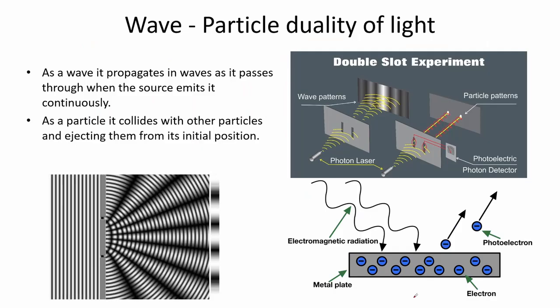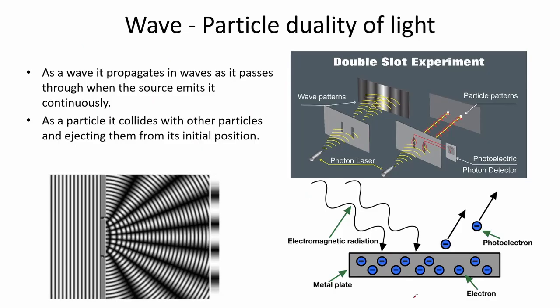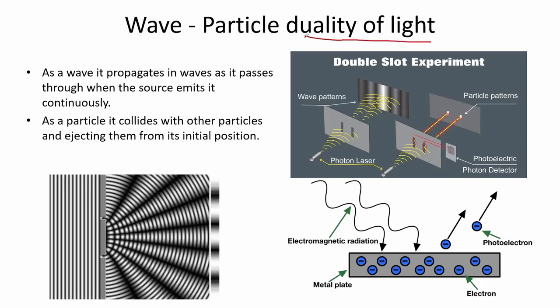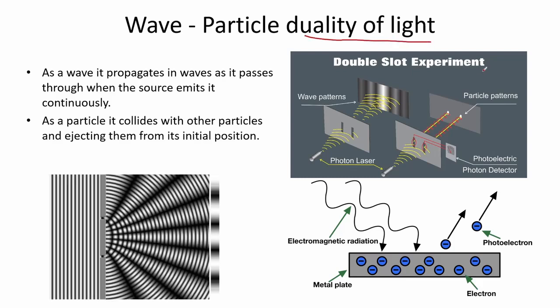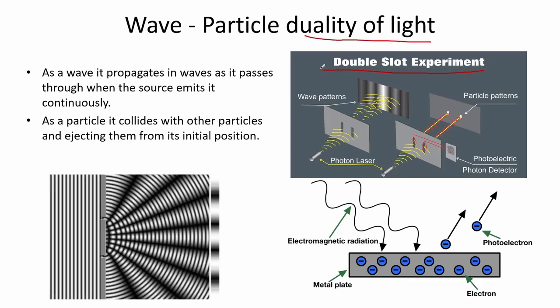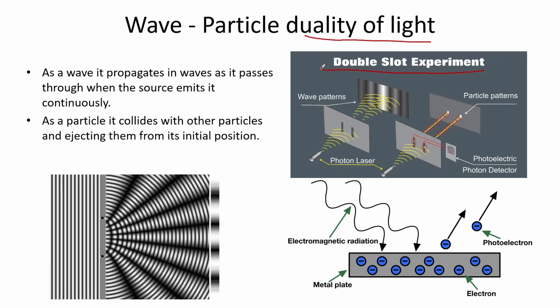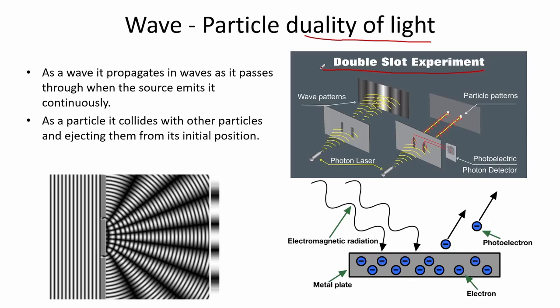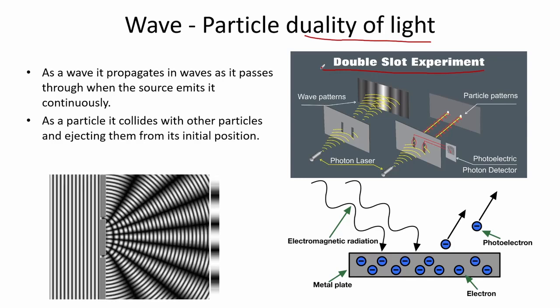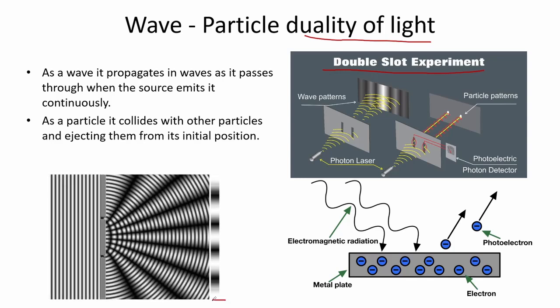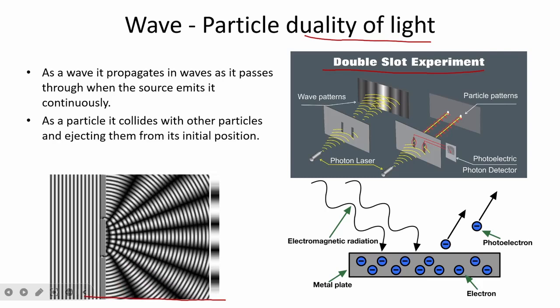Light is known to have wave-particle duality characteristics. Here we have a double-slit experiment where light is emitted from a photon laser source and hits a double slit. The individual slits produce waves, and when these waves intersect they create an interference pattern showing the nodes and antinodes of the superposition of waves. Thus light is considered as a wave.